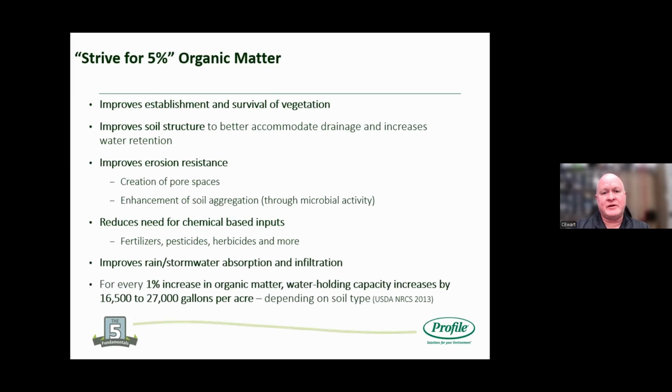So for every 1% increase in organic matter, basically you get somewhere between 16.5 to 27,000 gallons per acre of water holding capacity. These are studies that were done on farming properties where they incorporated things like organic matter, compost, rice hulls, straw, etc., into the soil, and then looked at what the water holding capacity was. This is a study done back in 2013. So organic matter is critical to establishing that correct balance in that soil after construction.